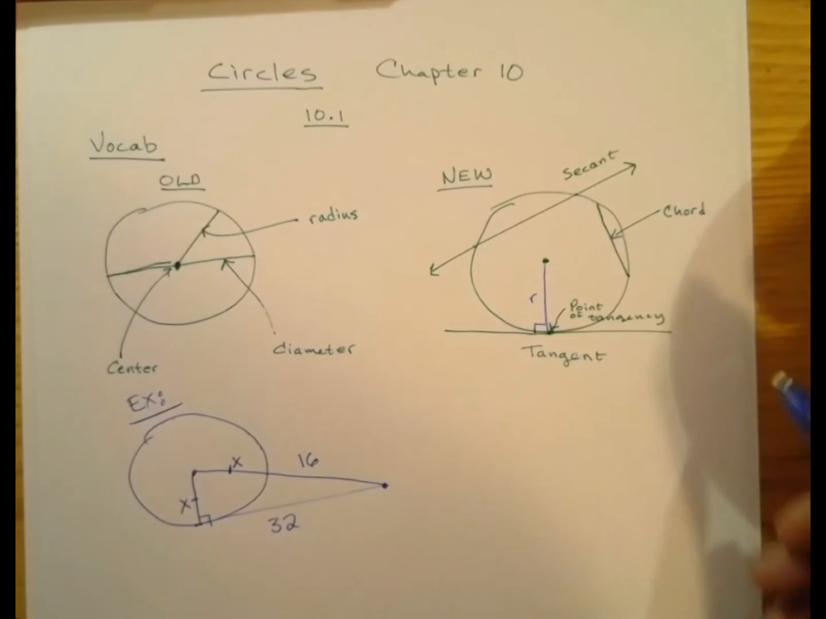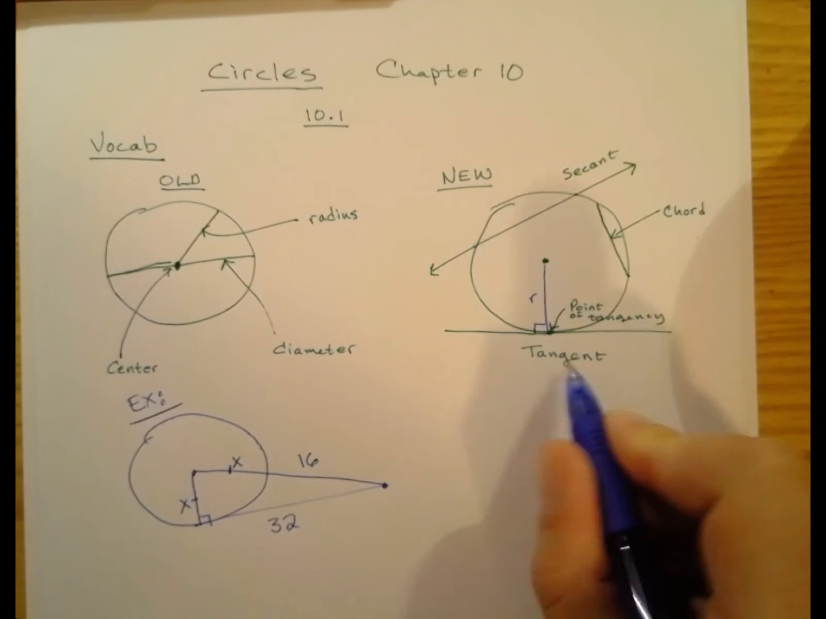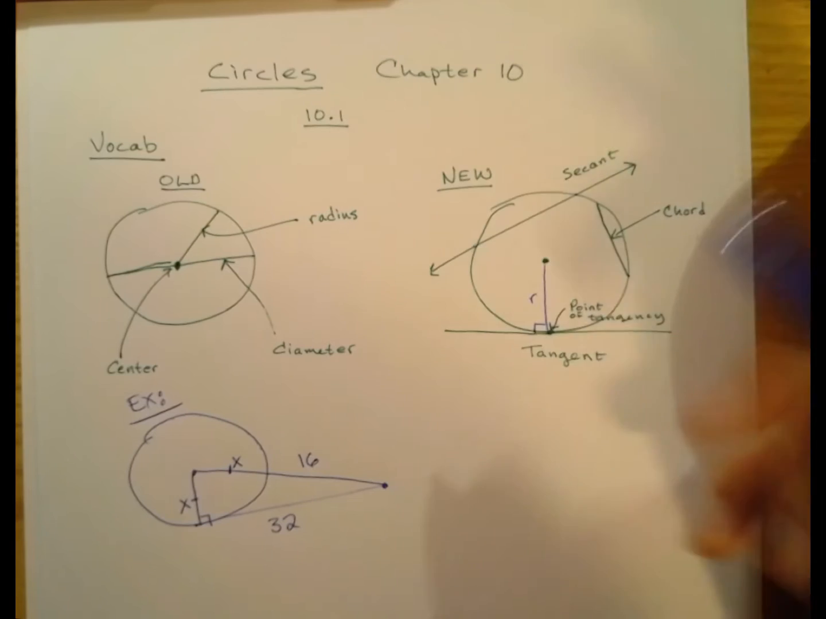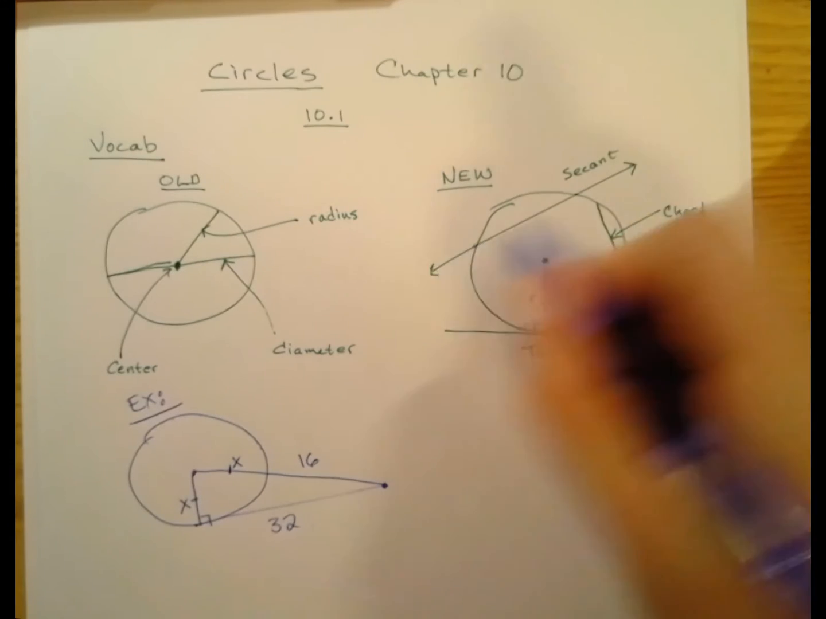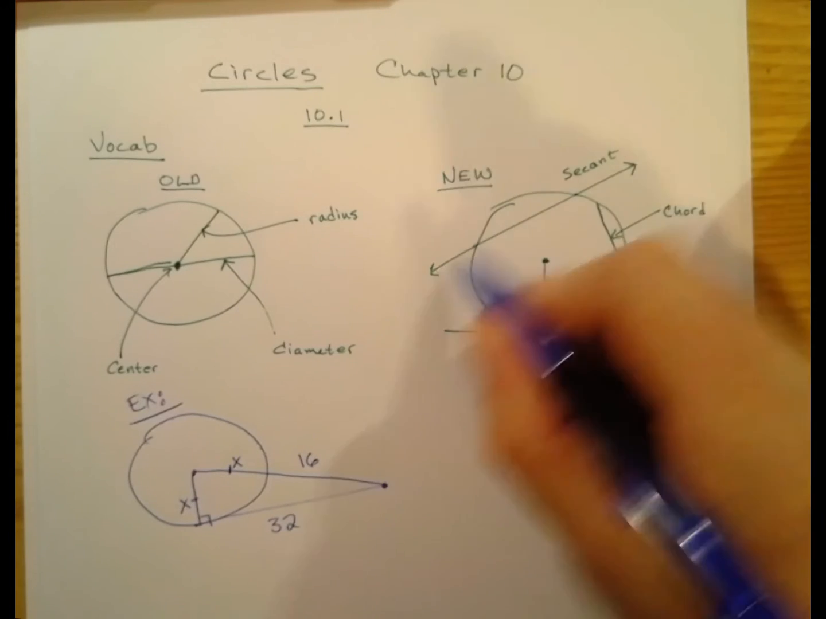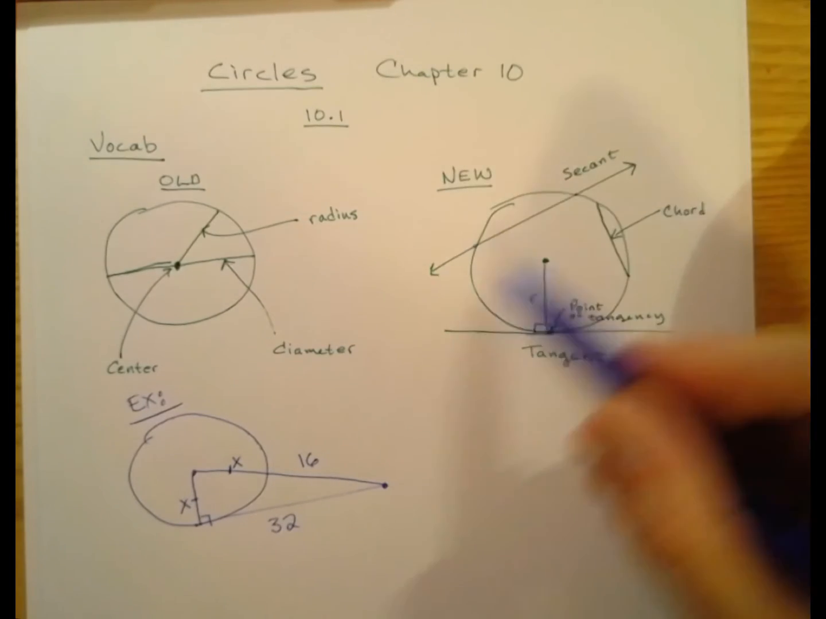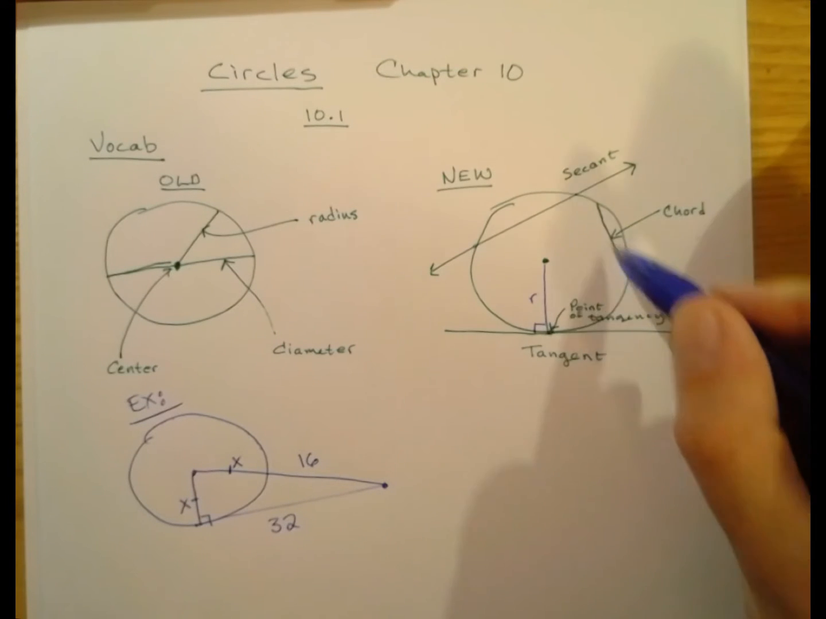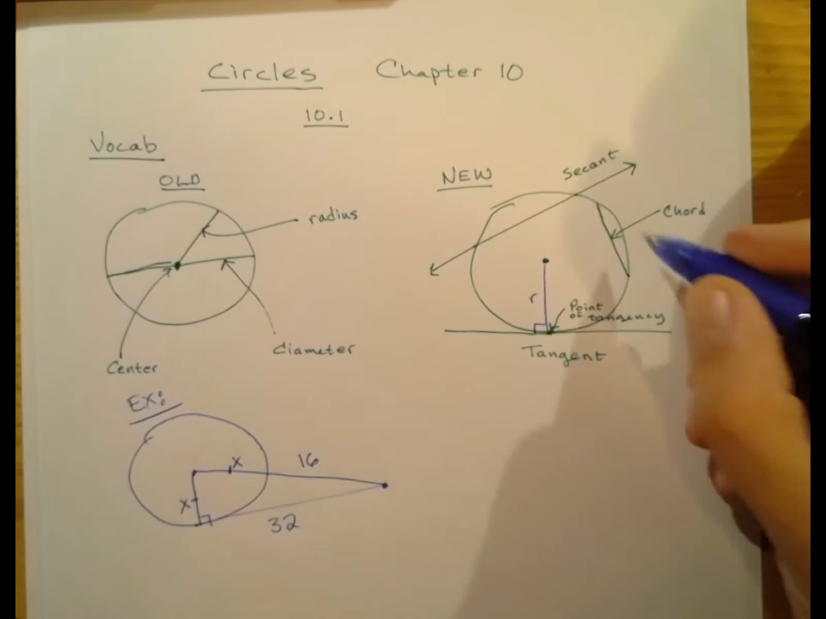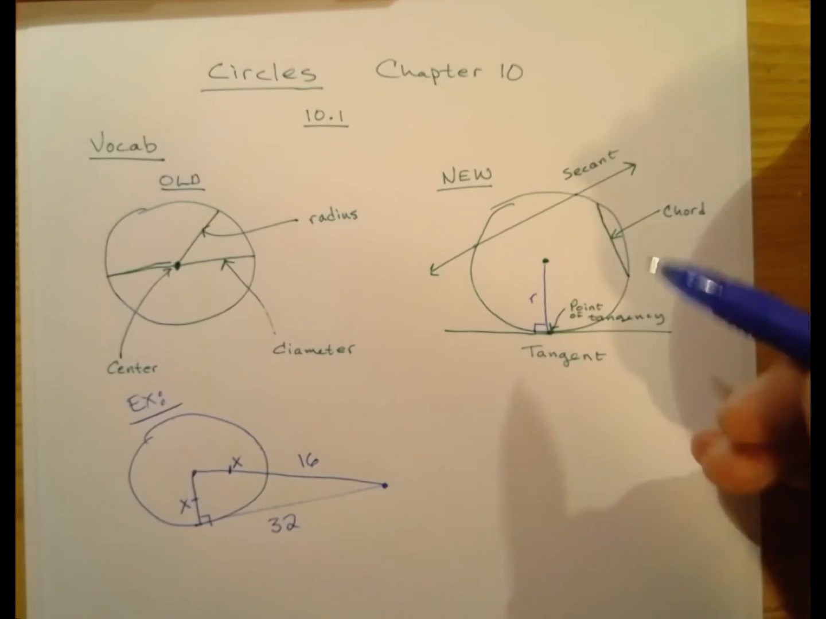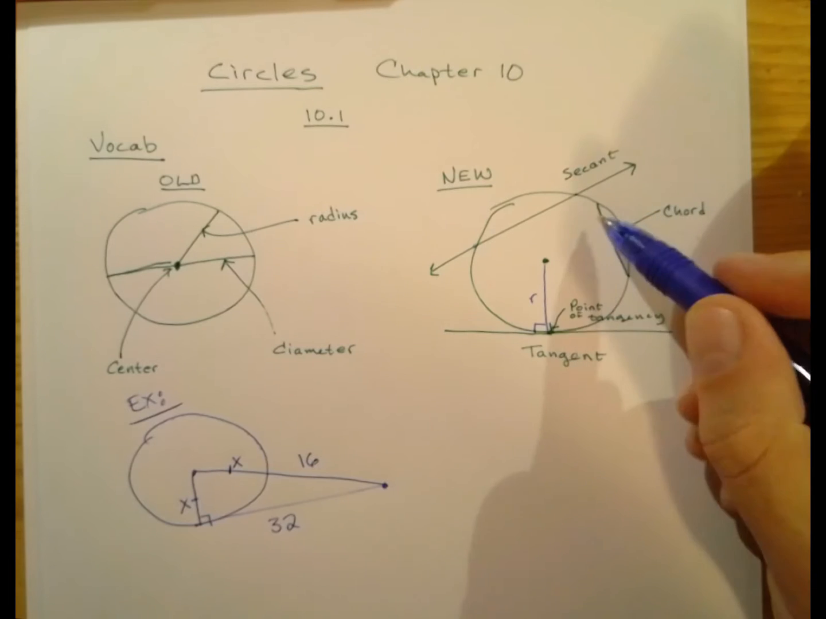So a tangent line, again, is just a line that touches the outside of the circle at 1 point. A secant line is a line that touches the circle at 2 different points, and the whole line itself is called the secant, but specifically the portion of the secant that's inside the circle is called the chord.